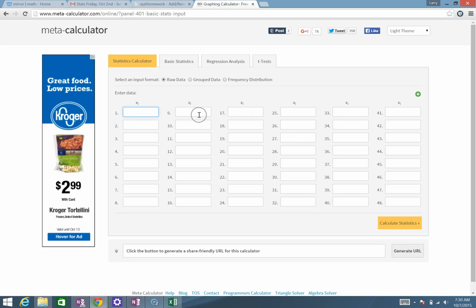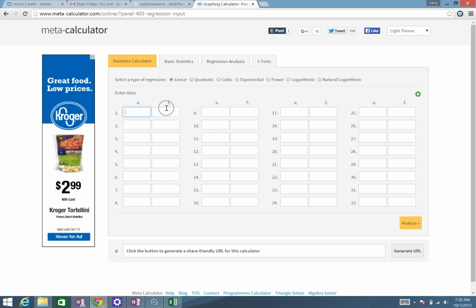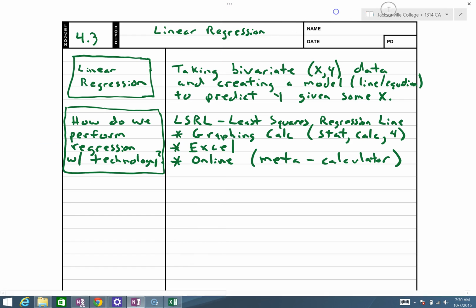Alright, now what you'll see here is some tabs. One says statistics calculator, one says basic statistics, and then you see it says regression analysis. Click the tab that says regression analysis. Now it gives us some columns. It says X and then F. Well, this is their output variable again. It can be anything. We typically use Y. Here they're using F. But what you see is we're ready for ordered pairs, for bivariate data. This is your input column. This is your output.